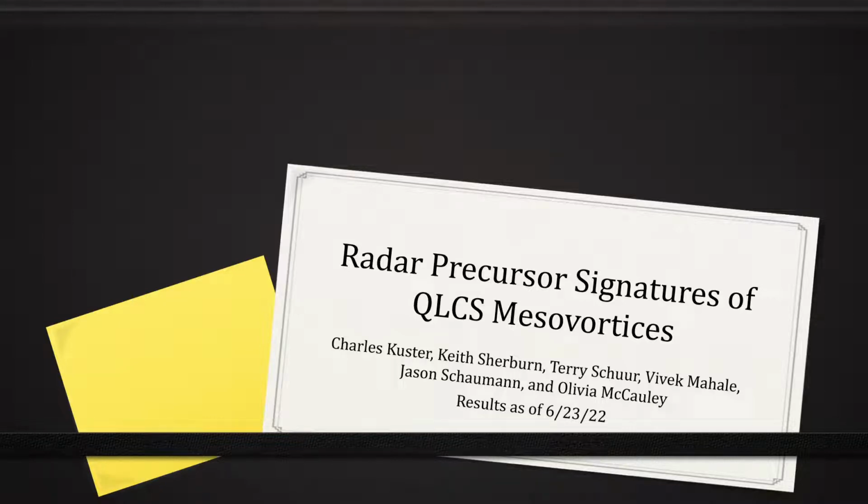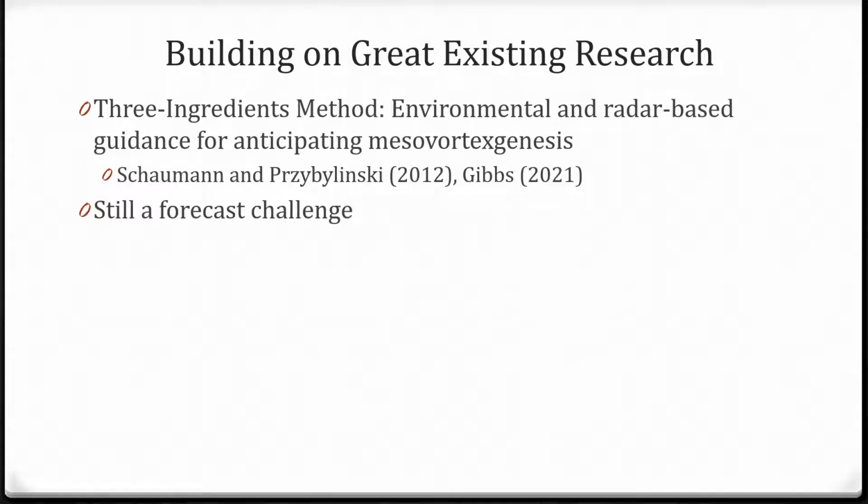Alright, this is just providing some extra details as well as a brief research update about some research on QLCS mesovortices that myself and a team of a bunch of other researchers and forecasters have been working on. Really, we're just building on some great research that's already out there, namely the 3 ingredients method, which is environmental and radar-based guidance to help forecasters anticipate when and where a mesovortex might develop.